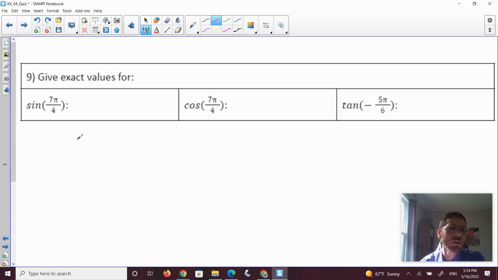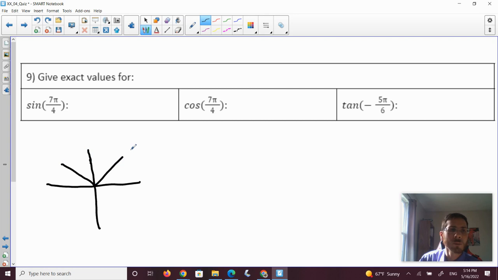Now we have to give some exact values. We have to find sine of 7 pi over 4. So now is where things are starting to get a little bit trickier. So we got to find out where 7 pi over 4 even is. So if I count by pi over 4s, we're going to have these ones in here because this is pi over 4, 2 pi over 4, 3 pi over 4. We know that's pi, so that's 4 pi over 4. 5 pi over 4, 6 pi over 4, 7 pi over 4. So this is where I want to be at. I want to be at this line.